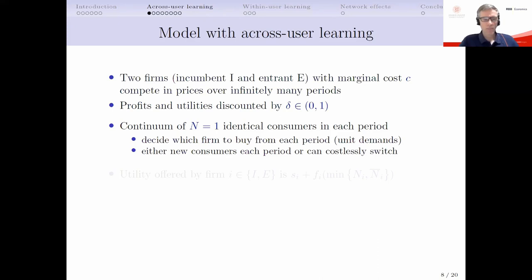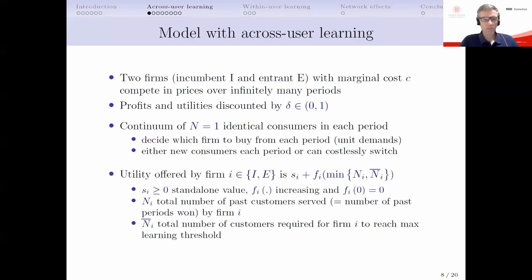Okay, and then let's look at the utility. So the two firms, I and E, the utility offered by firm I is given by this expression here. So SI is a standalone utility, so it's exogenous and constant. And that can differ across the two firms. So the incumbent or entrant, one of them may be better than the other in terms of standalone value.